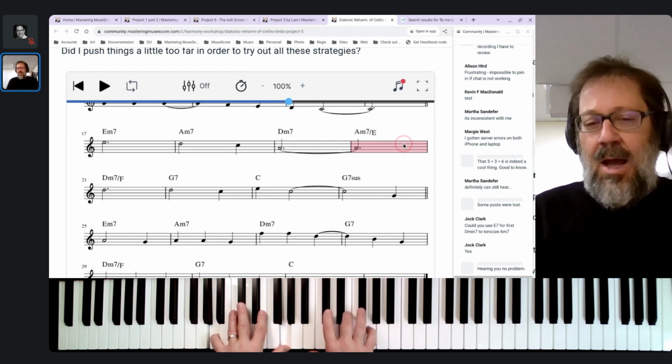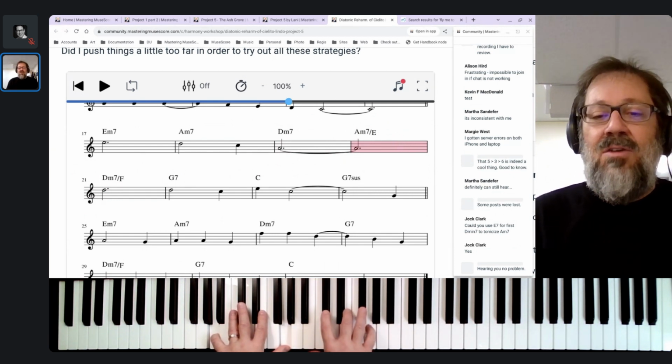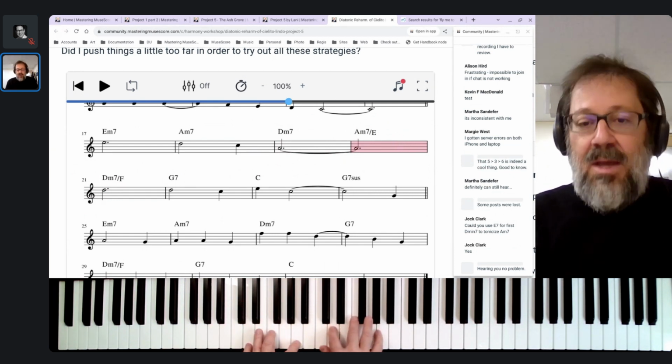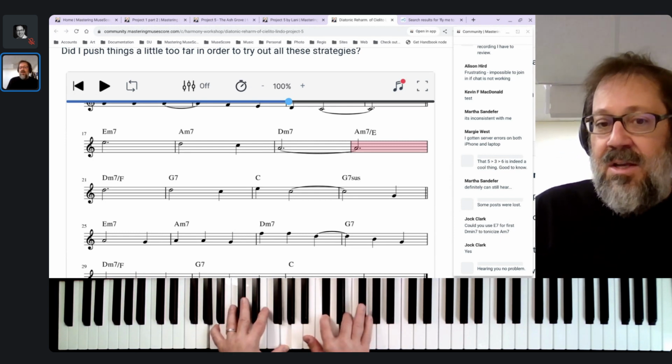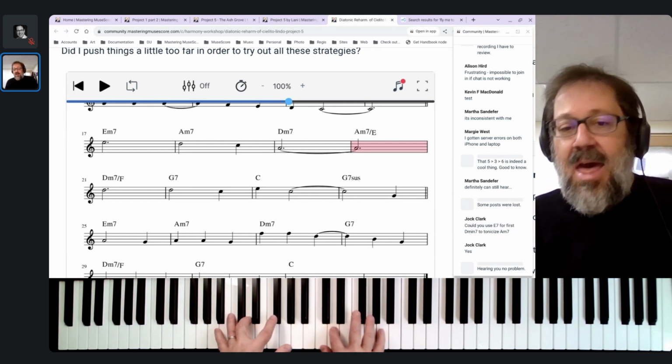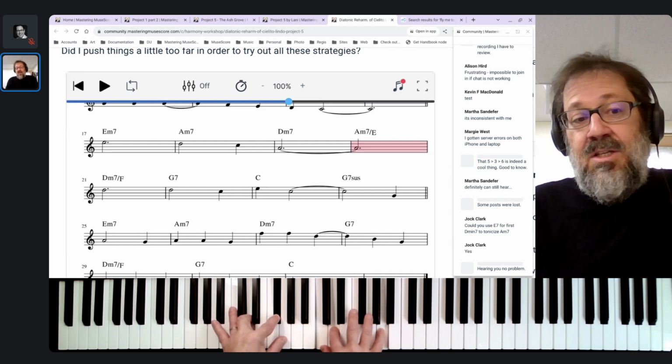So Michael, I think, knew that, but deliberately didn't do it because he was trying to stay diatonic. But here's the one place where it really wanted a secondary dominant. And then you can come back to D7 if you want.